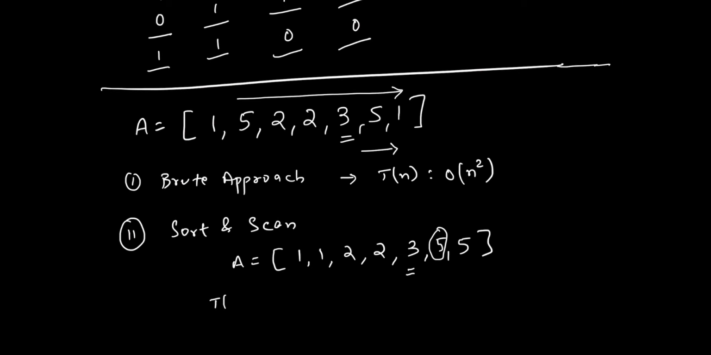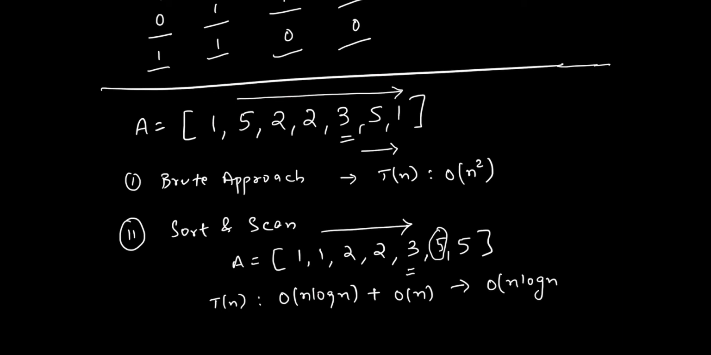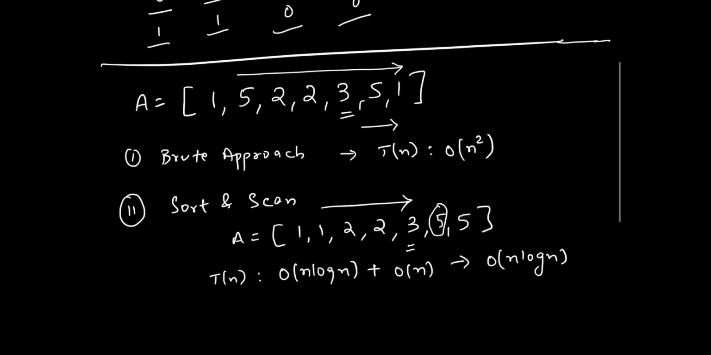So time complexity of this approach will be to sort the array. It will take us n log n, and then we'll do a rightward scan and we'll check adjacent elements whether they are same or not, right? So that will take us order of n. So overall it is going to take us order of n log n. So it is definitely an improvement from brute force approach, but it is still not the optimal approach. It is the suboptimal approach, right?